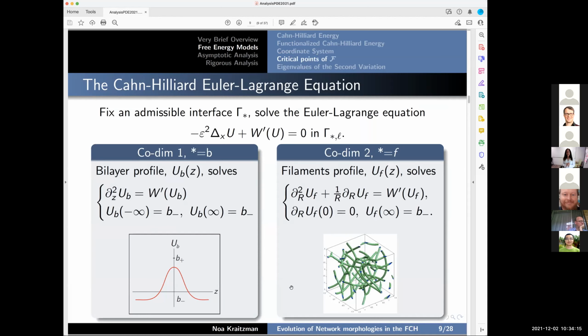Since minimizers of the functionalized Cahn-Hilliard free energy are at leading order critical points of Cahn-Hilliard, we're looking at the unconstrained Euler-Lagrange equation. Inside this small neighborhood around the interface, I can change coordinates to my whiskered coordinate system, and I introduce the bilayer profile, which is the homoclinic solution. That's for codimension 1, that's for the bilayer. For codimension 2, for filaments, we consider radially symmetric solutions and we get the filament profile.